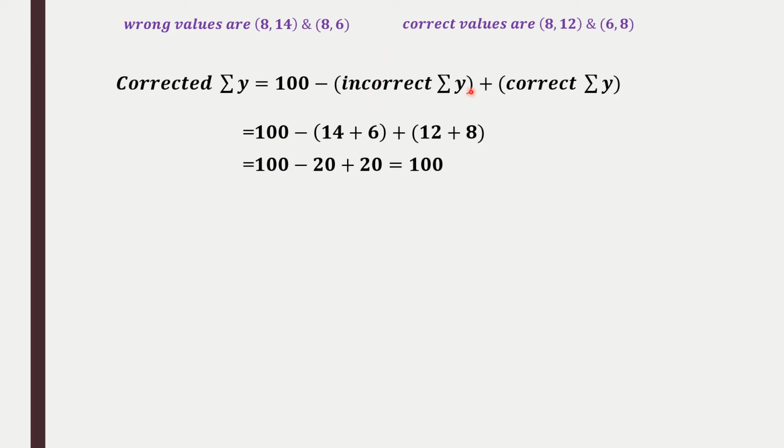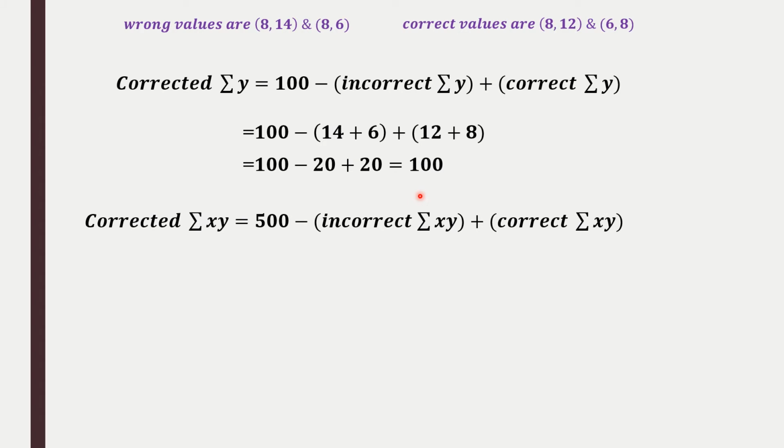So 100 minus subtracting the wrong value, that is 14 plus 6. It is summation y. That is why we are subtracting this 14 plus 6 and adding the summation of the right values, 12 plus 8. So we will get 100 minus 20 plus 20. That comes out to be 100.